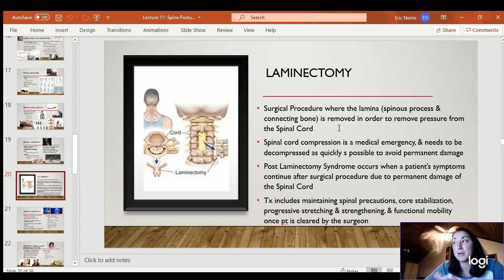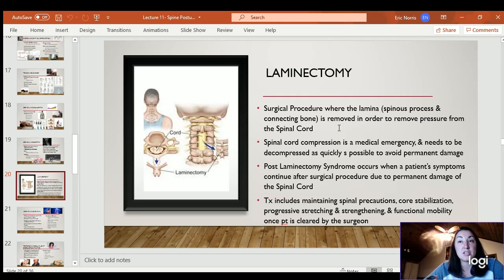Again, it's a medical emergency. If there is any spinal cord compression, the surgery needs to be performed as soon as possible. If it's not performed soon enough, they may have continued symptoms. And with this surgical approach in particular, if they do have continued symptoms after the surgery, it's called post-laminectomy syndrome, where the same symptoms they went in for the surgery are still there. And the reason is the damage was permanent. It was done too late and the damage was permanent.